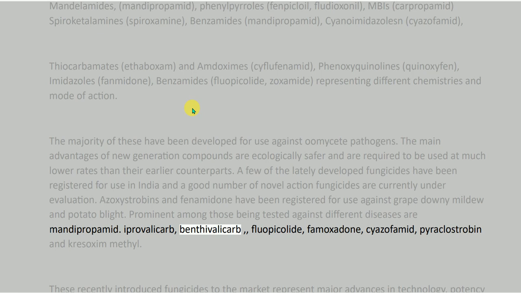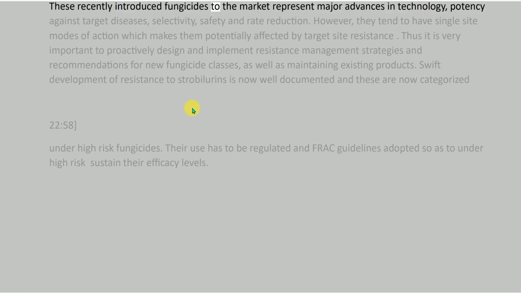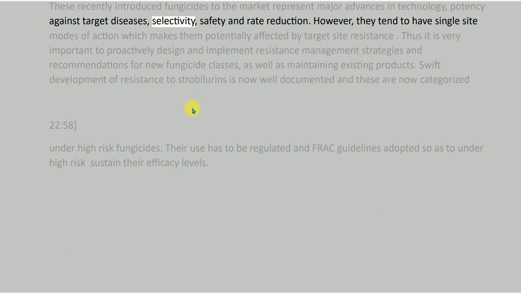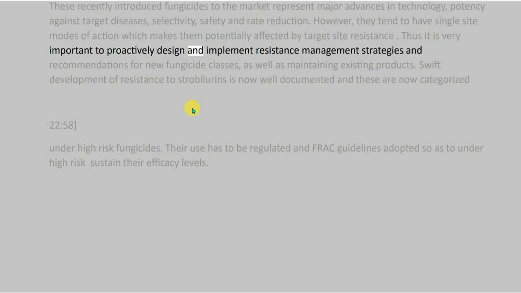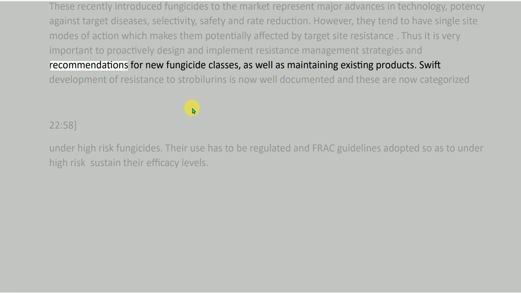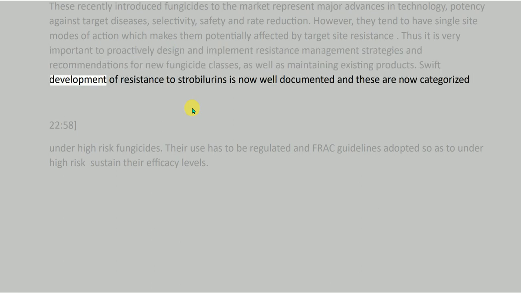These recently introduced fungicides to the market represent major advances in technology, potency against target diseases, selectivity, safety and rate reduction. However, they tend to have single-site modes of action, which makes them potentially affected by target site resistance. Thus it is very important to proactively design and implement resistance management strategies and recommendations for new fungicide classes, as well as maintaining existing products. Swift development of resistance to strobilurins is now well documented and these are now categorized under high-risk fungicides. Their use has to be regulated and FRAC guidelines adopted so as to sustain their efficacy levels.